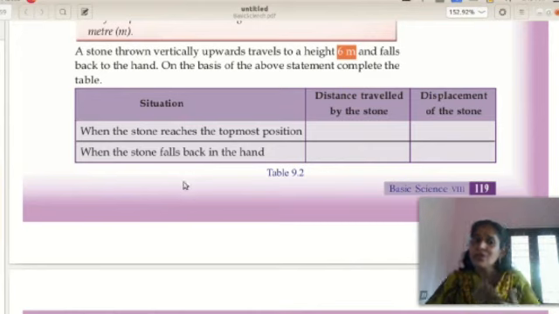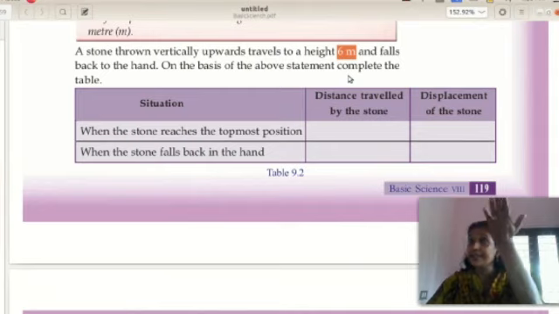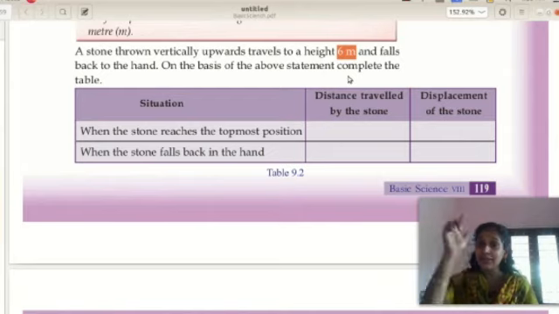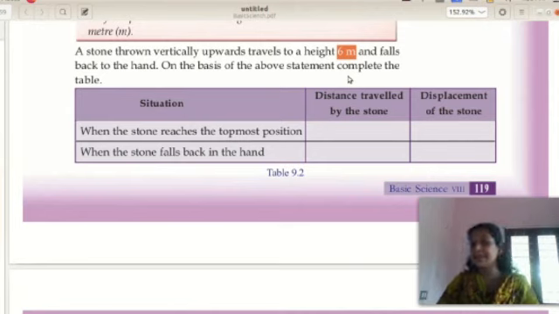When the stone falls back in the hand, how much is the distance covered? It travelled 6 meter, then returned to the same position. So, it travelled 12 meter, isn't it? While going up, it travels 6 meter. While going down, it travels 6 meter. So, total distance travelled is equal to 12 meter.